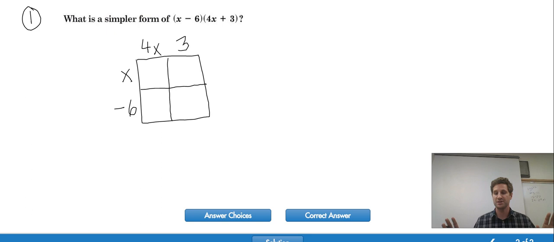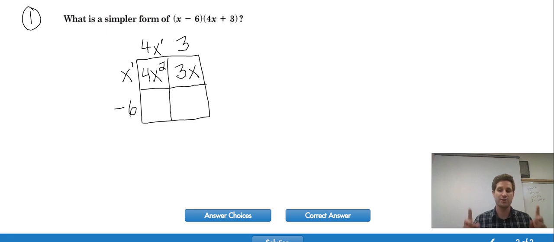I didn't put a plus sign. We assume it's positive unless there's a negative. Now we just have to multiply monomials, which we can do easily. 4x and x. The 4 stays the same. Remember, this is x to the first power, x to the first power. That's going to make x squared. Then we get 3 and x, which makes 3x.